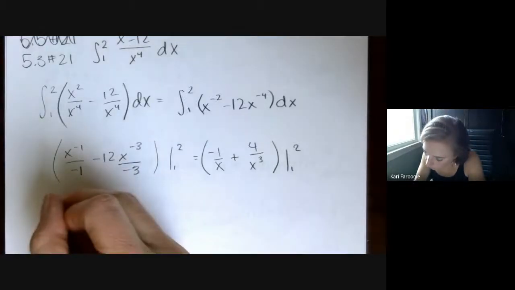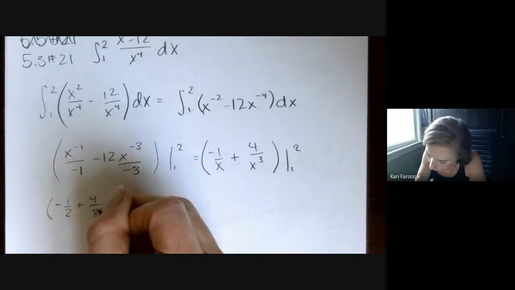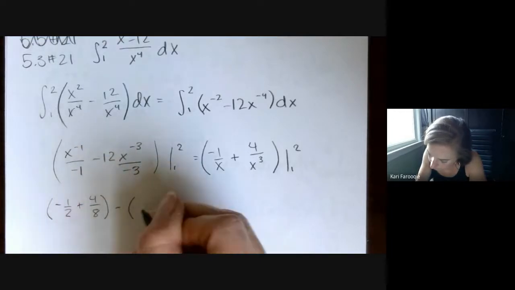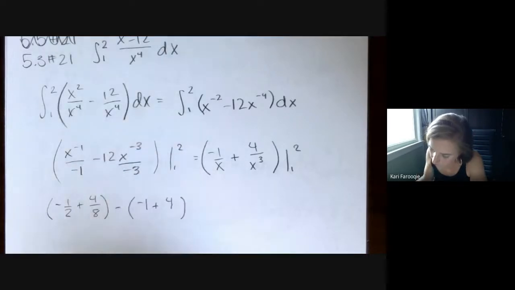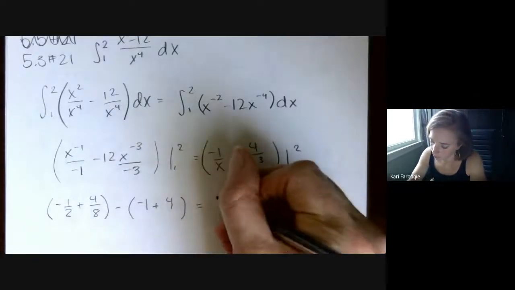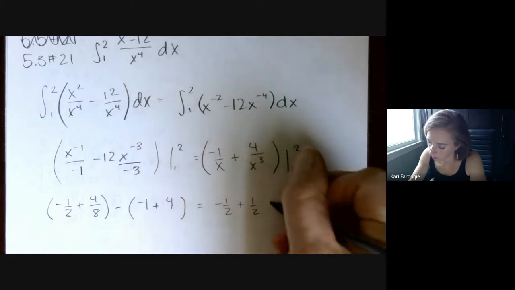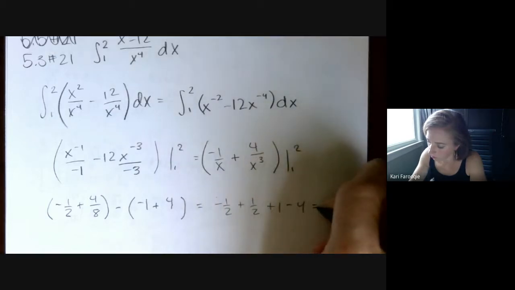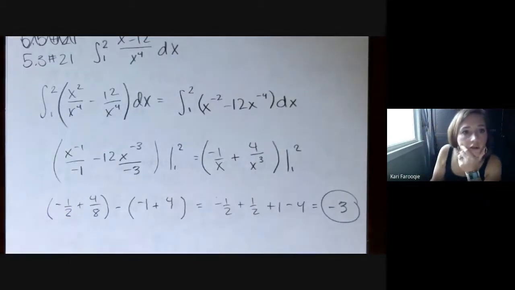So that leaves you with negative a half plus 4/8 minus negative 1 plus 4 divided by 1. So this is negative a half plus 1 minus 4, which gets you to negative 3.